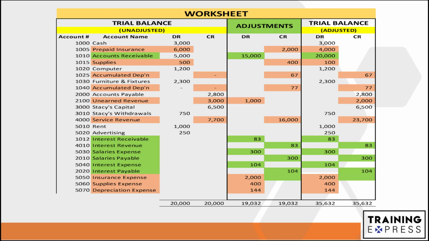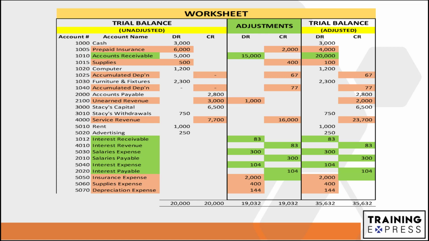Once we have prepared all these adjusting entries, I would like you to focus on the second section in this worksheet, which is the adjustment section. And try to note that for each debit there is a corresponding credit. And when you look at the bottom, total debit is equal to $19,032 and total credit amounts are also equal to $19,032. Once we are done with this adjustment section, try to look at the last section, trial balance, adjusted.